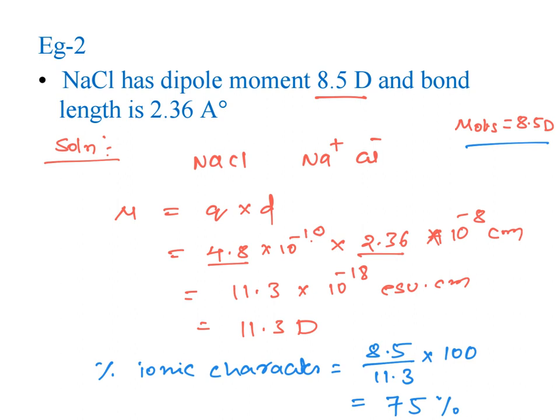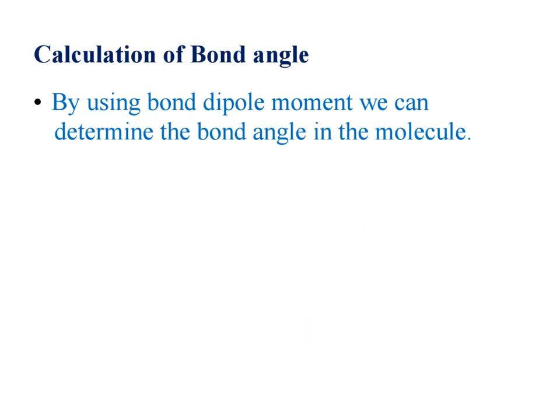Let's take another application of dipole moment. By taking dipole moment data, we can calculate bond angles in a molecule. To understand the bond angle, first you have to understand a little bit about dipole moment orientation. Let's take one molecule, randomly, AXY, which is oriented in A, X and Y.